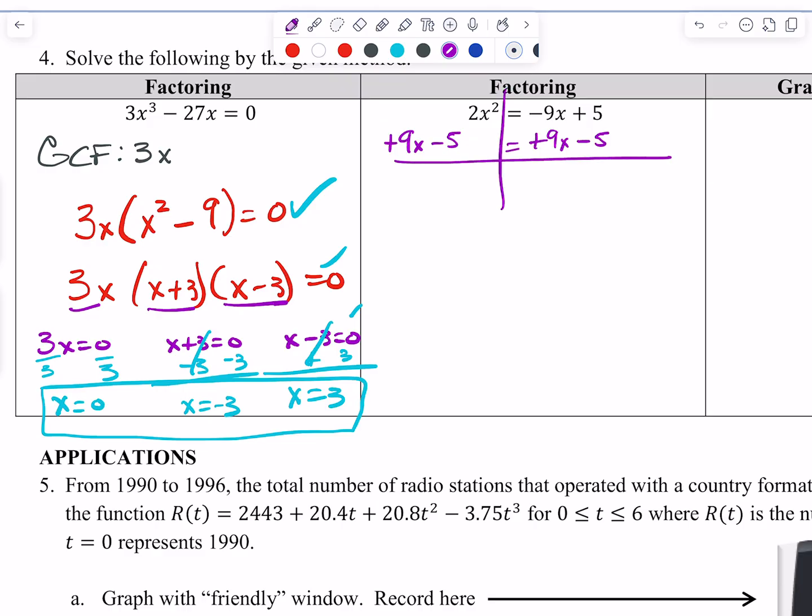Go ahead and draw a line if it makes it easier for you. What ends up happening on the right, they're going to cancel, which is what we wanted. And we're going to get equals 0. Go ahead and bring everything down.